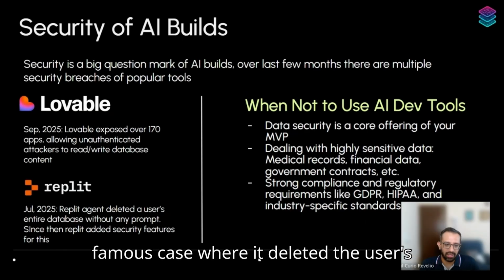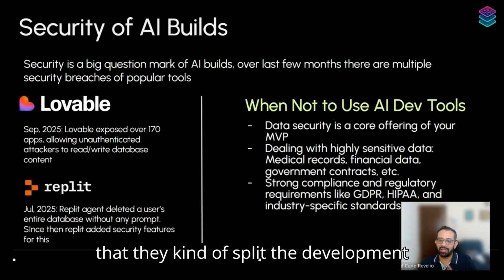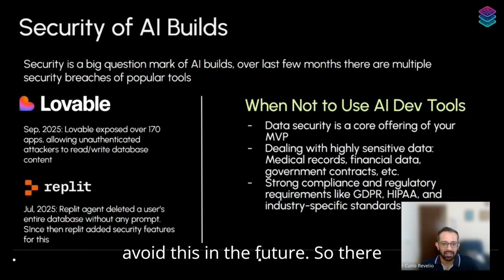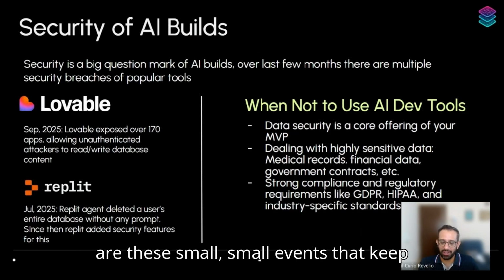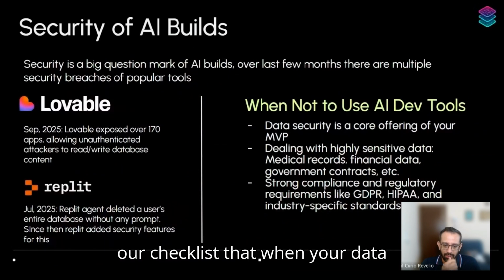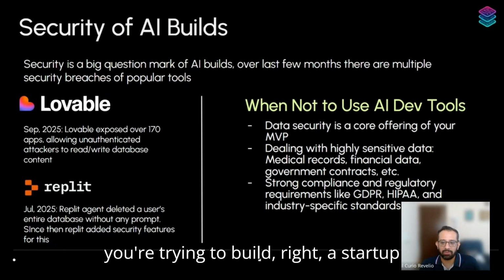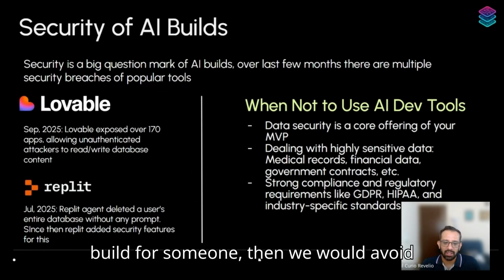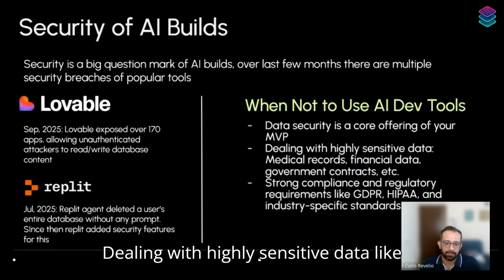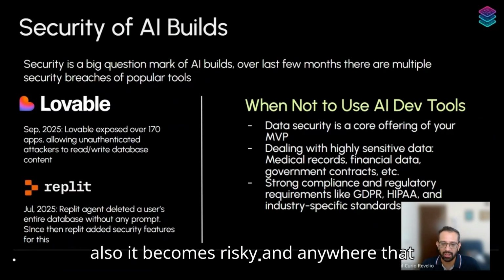In July, Replit had a very famous case where it deleted a user's entire database, right? It was after that they split the development and production database separately, right, to avoid this in the future. So there are these small events that keep happening that shake confidence from a security point of view. Like this is our checklist: when your data security is a core offering of what you're trying to build, right? A startup MVP or a tool that you're trying to build for someone, then we would avoid these vibe coding tools. When you're dealing with highly sensitive data like medical records, financial data, any contracts, government contracts, then also it becomes risky.